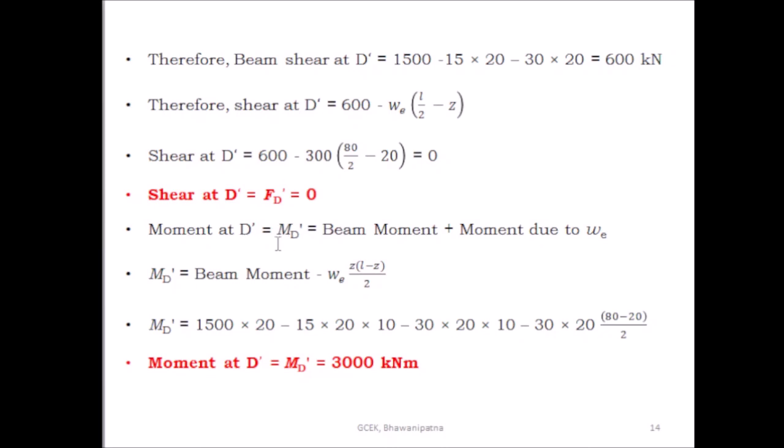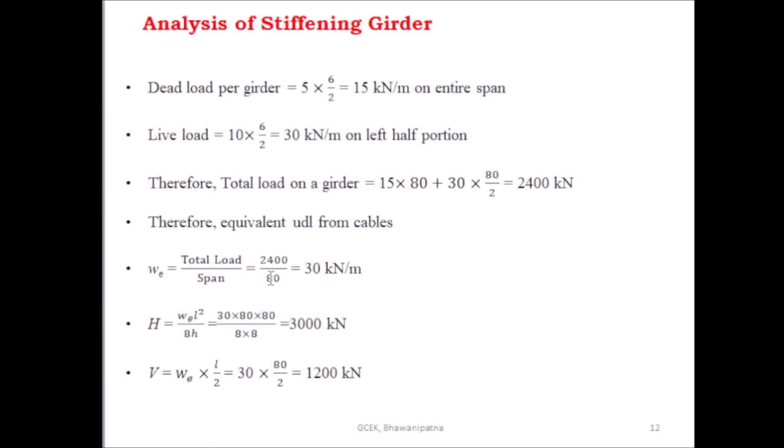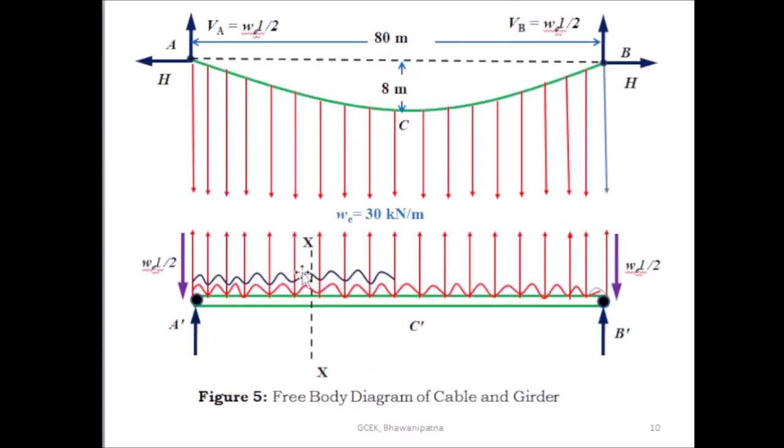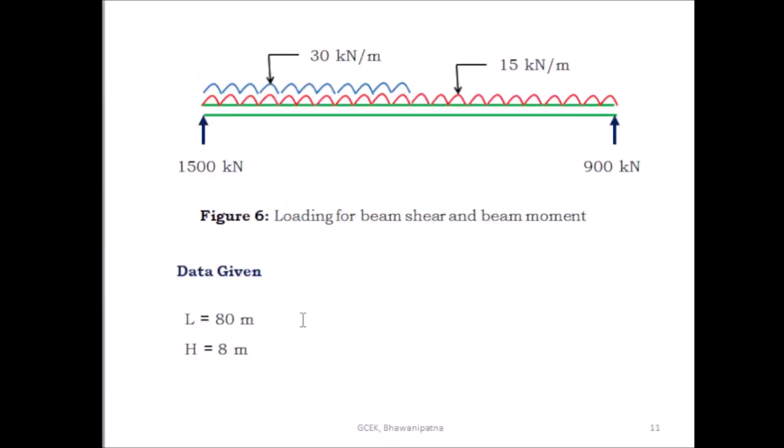Then find out the moment at a section 20 meter from the support A dash. So the moment at D dash is equal to M D dash. This is also equal to the beam moment plus the moment due to the equivalent uniformly distributed load. So the beam moment you can find out at the section 20 meter. Here you have to find out the beam moment due to this reaction and due to this UDL. Then by considering this equivalent uniformly distributed load, you can also find out the moment at the section XX at a distance 20 meter from the support A dash.